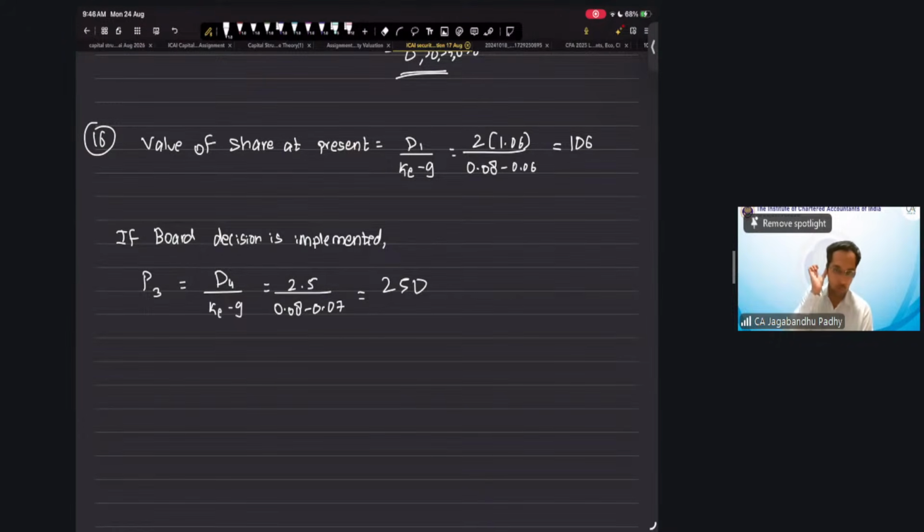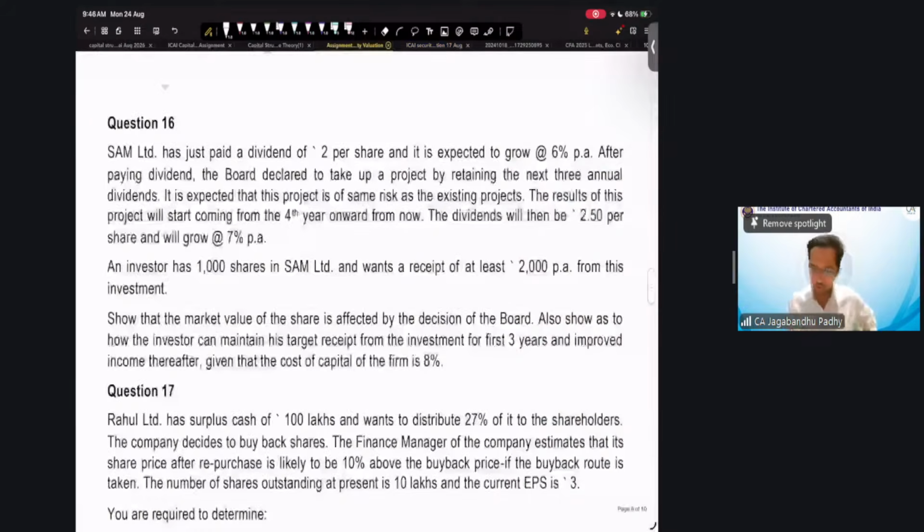Okay. Now, this particular proposition by the board says the project is of the same risk as existing, and the result of this project will start coming up in the fourth year. But the decision is that after paying the dividend, the board declared to take up a project by retaining the next 3 annual dividends. So for the next 3 years, the board of directors have decided that no dividend will be coming to you.